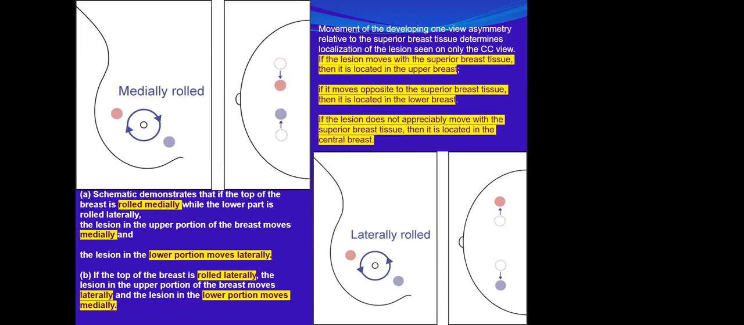If the lesion is in the superior breast, it will go with your rolled tissue. If you roll it medially, it will go medial. If you roll it laterally, it will go lateral. But if you roll the superior breast medially and the lesion goes laterally, that means it is inferior breast, and vice versa. Okay? Is it clear for all of you?